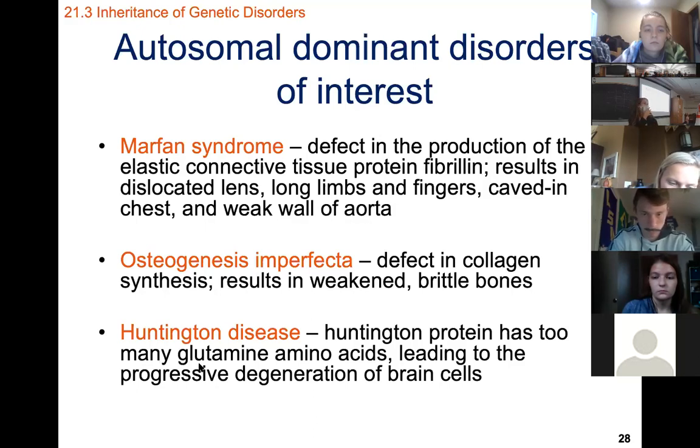We know from our other lectures what some of this would mean. So if we had a caved in chest and a weak wall of the aorta, we just talked about that the aorta helps pump blood to the rest of your body. So again, if you're not getting blood to the rest of your body, this probably would make your muscles not be as big and strong. You probably have a lack of mobility and function because you're not getting as much oxygen and as much blood because of that weak wall of the aorta to the rest of your extremities.